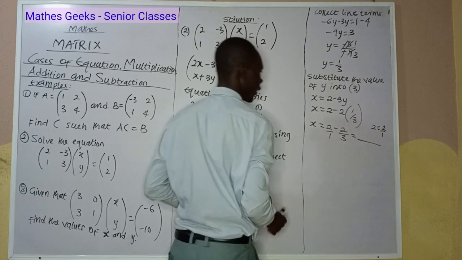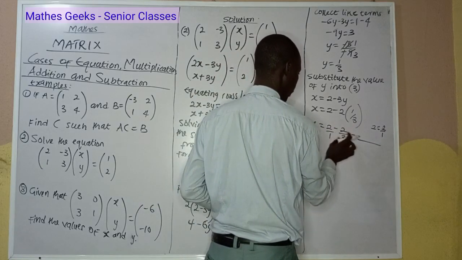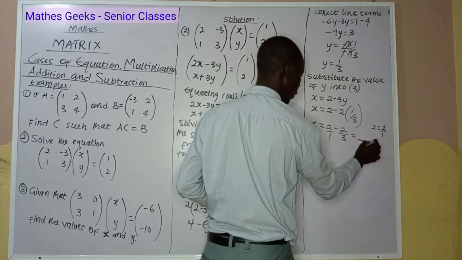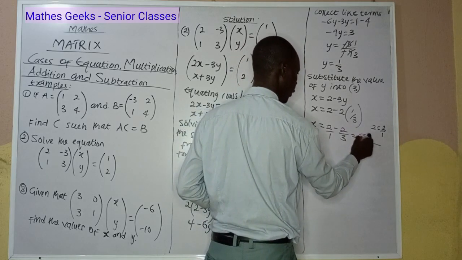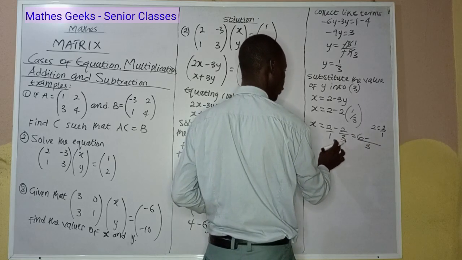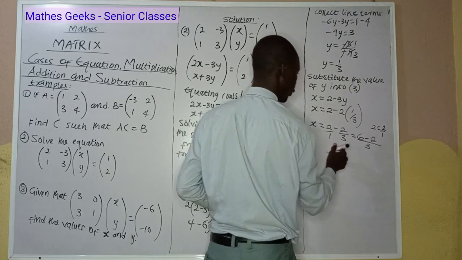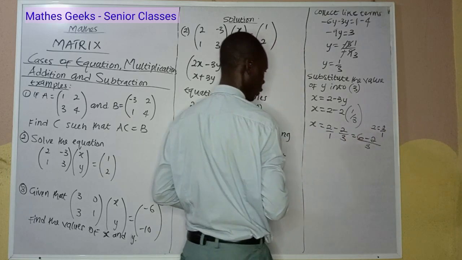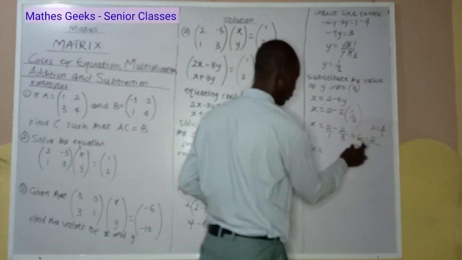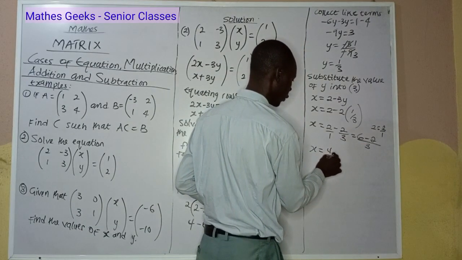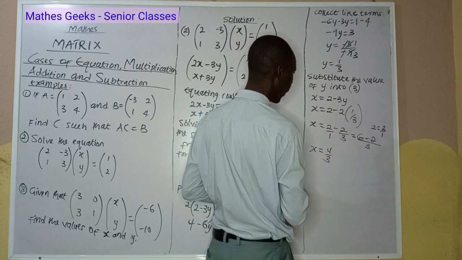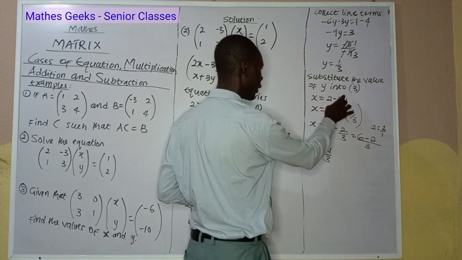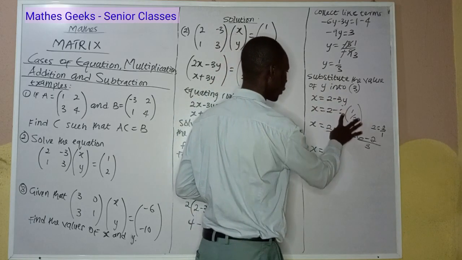So we're going to get the LCM of the two denominators. LCM of the two denominators is 3. 3 divided by 1 is 3. 3 times 2 is 6 minus 3 divided by 3 is 1. 1 times 2 is 2. So 6 minus 2. 6 minus 2 is 4 over 3. This also has 4 over 3.